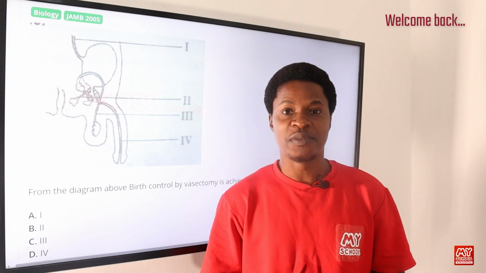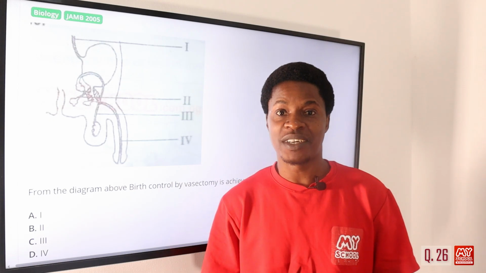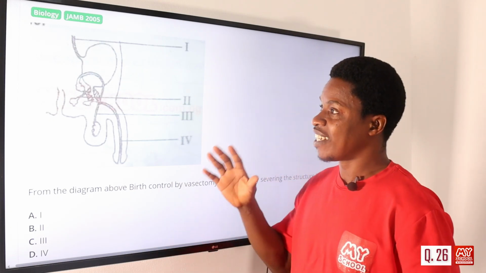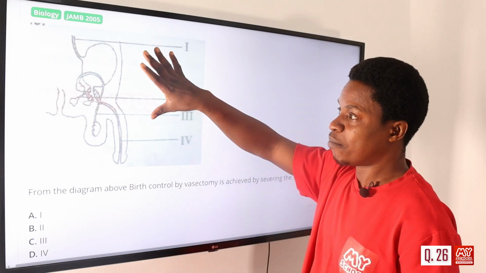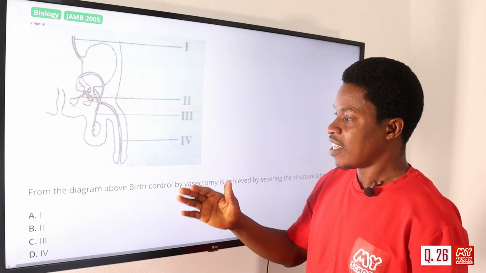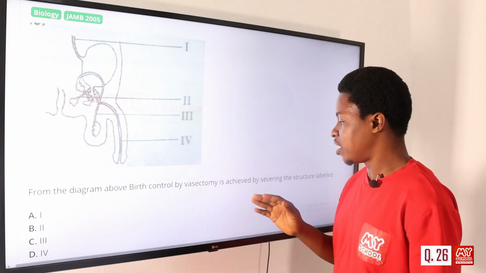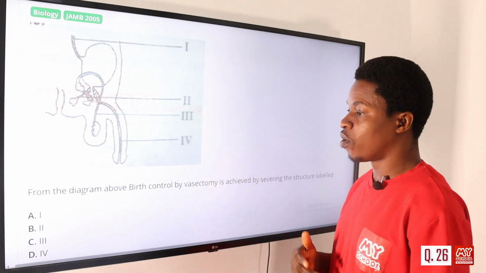In today's video, we'll be tackling question 26 to question 50. Now let's get down to question number 26. We have a diagram here. Of course, this is the male reproductive organ, as you can see. The question says, from the diagram above, birth control by vasectomy is achieved by severing the structure labeled what?